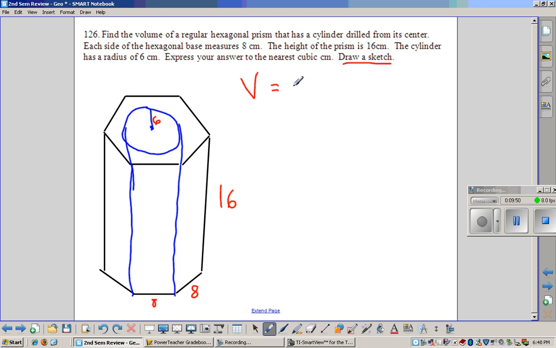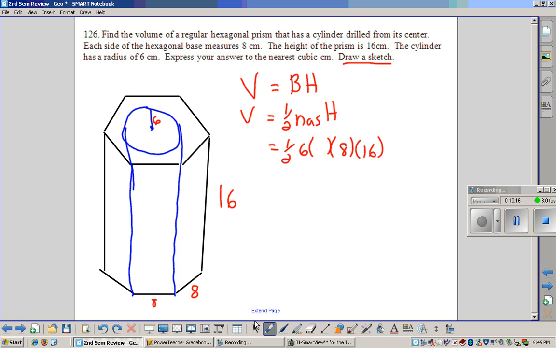So we need a base times height, and the base is a hexagon. So we need the 1/2 NAS formula times the height. This is everything we'll need. 1/2, number of sides, hexagon. Apothem, we do not know. We're going to need to calculate that. The side length is 8, and the height is 16.